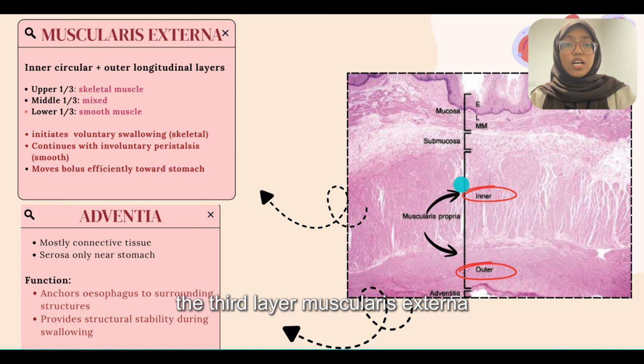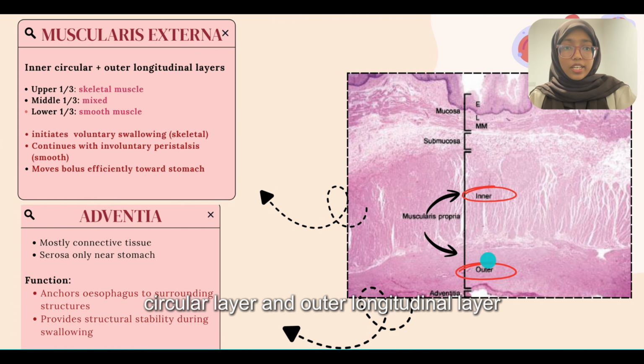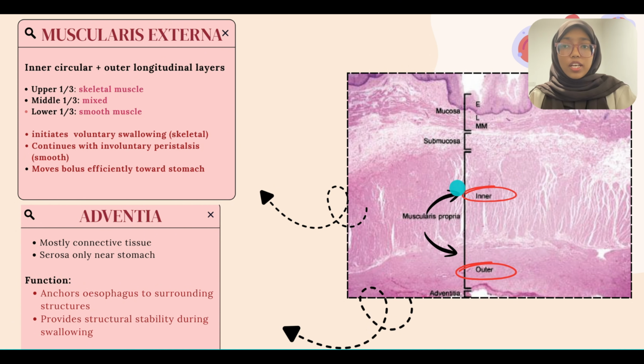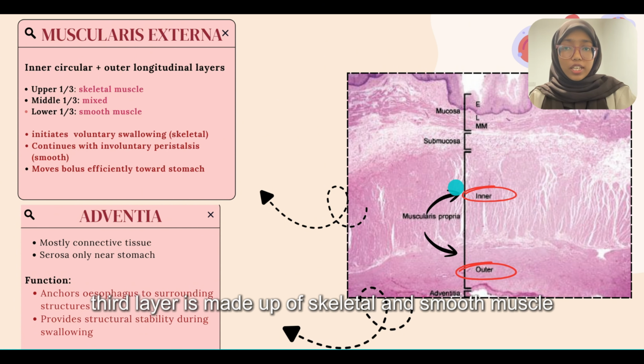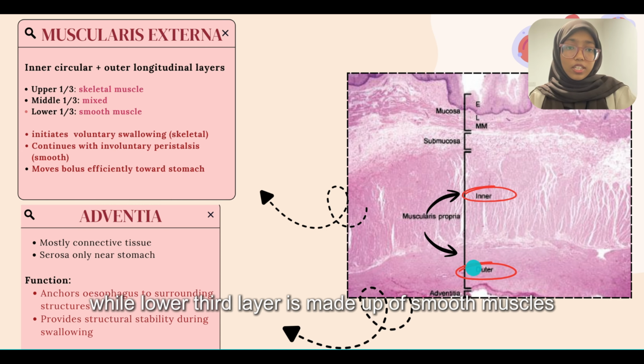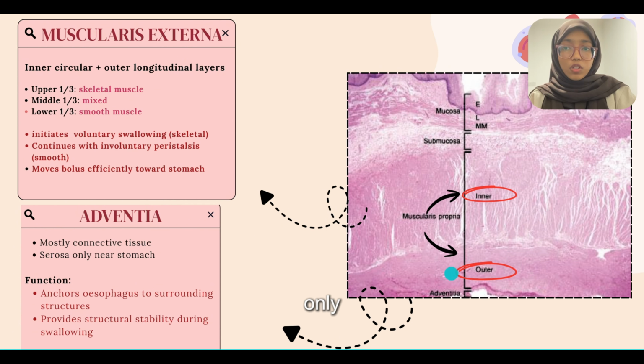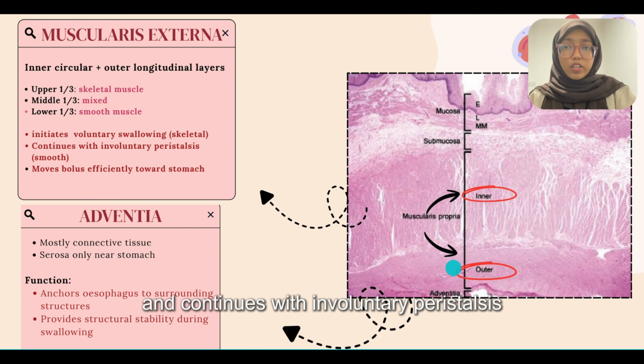The third layer, muscularis externa, also known as muscularis propria, is divided into two parts, which are the inner circular layer and outer longitudinal layer. Here, the upper third is made up of skeletal muscle, while the middle third is made up of skeletal and smooth muscle, while the lower third is made up of smooth muscle only. This initiates voluntary swallowing and continues with involuntary peristalsis.